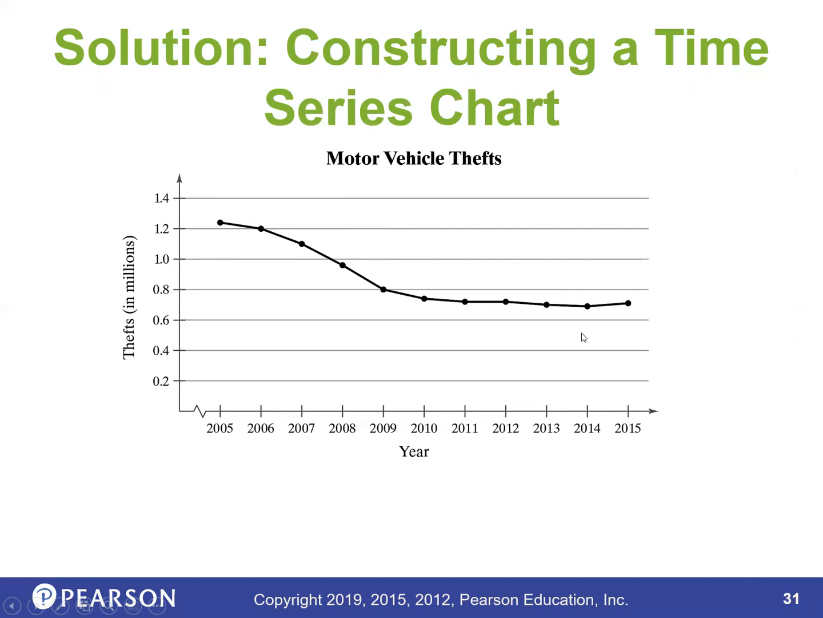So is this for a certain city? I didn't read that. Crime in the United States, there it is. So in the United States from 2005 to 2015. It looks like it's true data here. So what's happening that motor vehicle thefts are going down? That's the next question. What's causing that to happen?